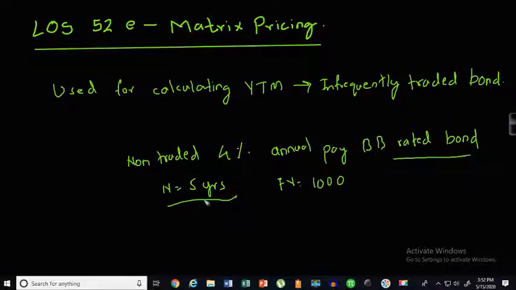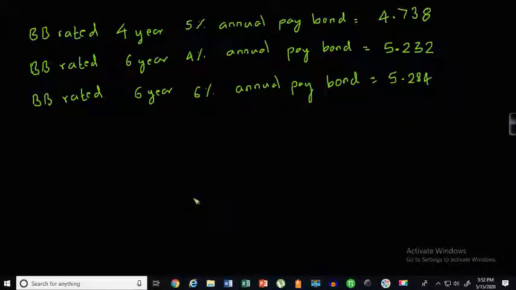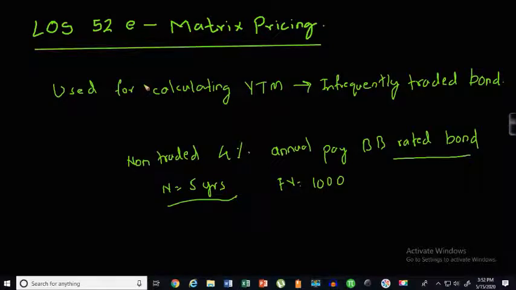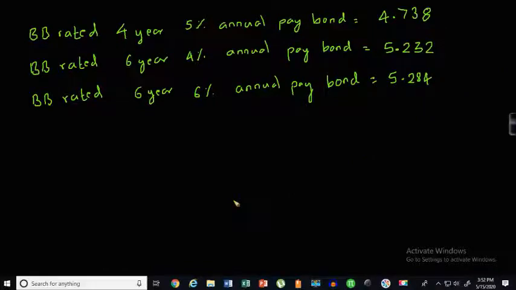which is BB rated and the maturity is 5 years. Let us see what else has been given. We have been given the details related to all the BB rated bonds, but the tenors are different. We are valuing a bond which has a tenor of 5 years, but we have been given the YTMs of frequently traded bonds which have a similar rating but a different tenor. So how do we do this? Let's see this very carefully.